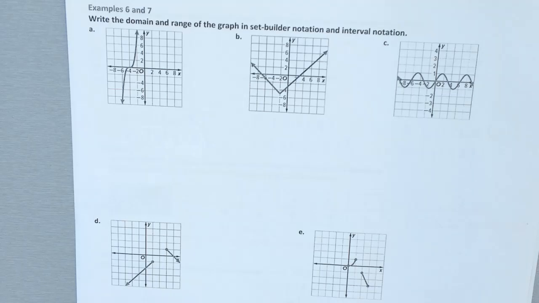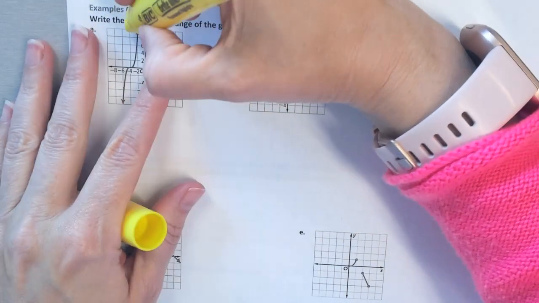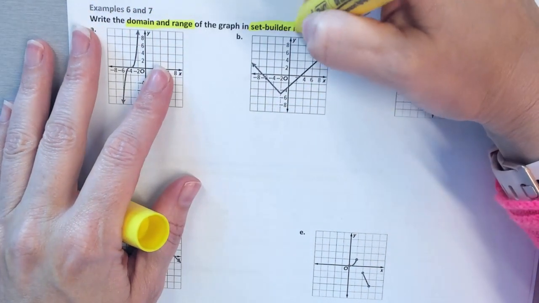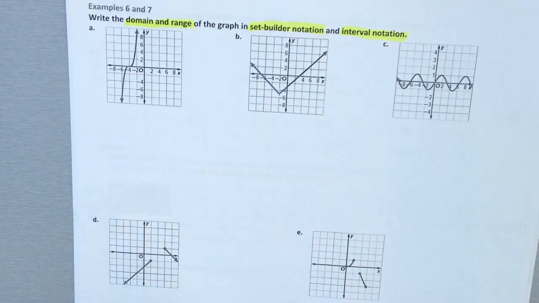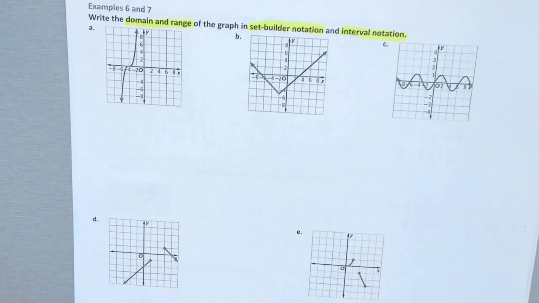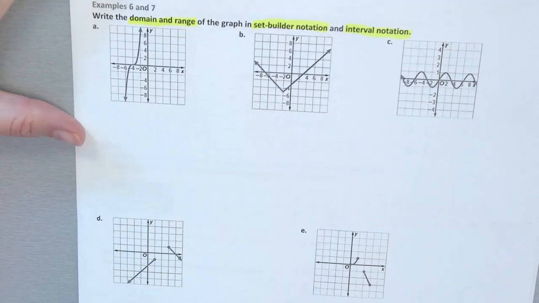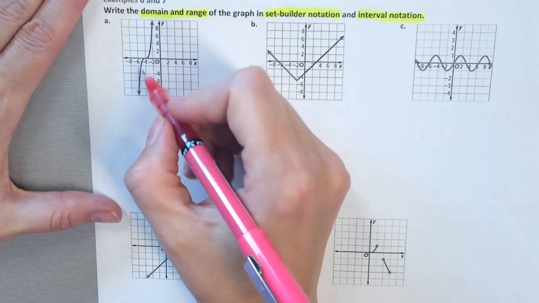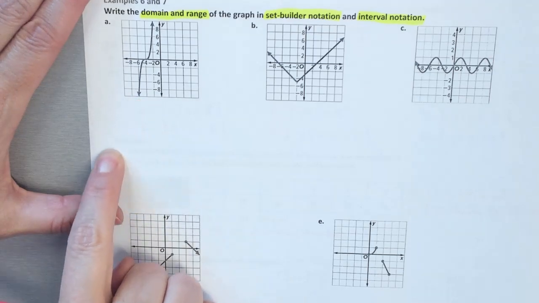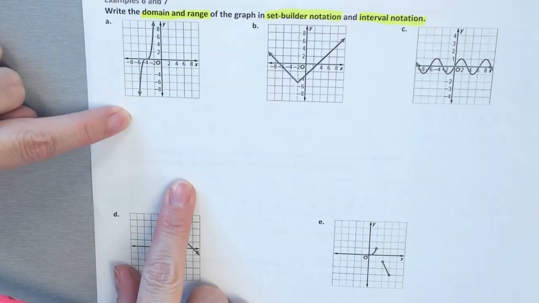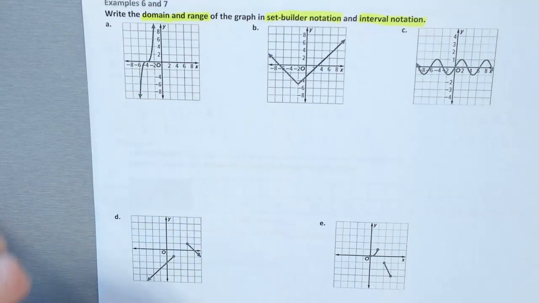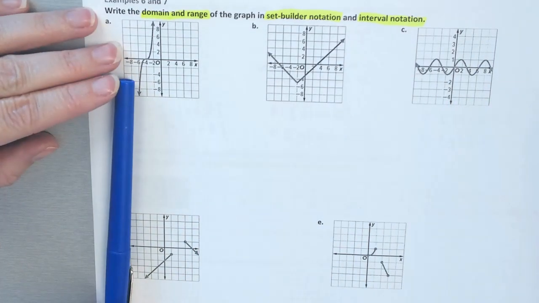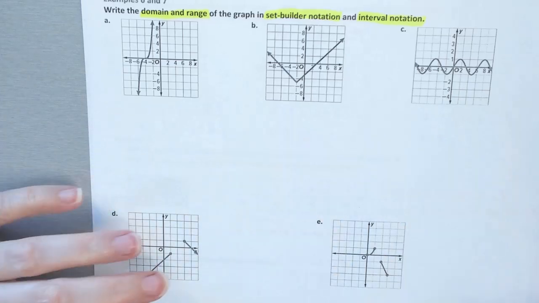All right, so the last two examples, examples 6 and 7, are all about finding your domain and your range. And we're going to do that in set builder notation and interval notation. So remember, when you're doing the domain, that corresponds to your x values. So you want to look for the values that are going all the way to the left. If you have an arrow that's here, then remember, this graph is slowly going down and it's going to continue going more to the left.